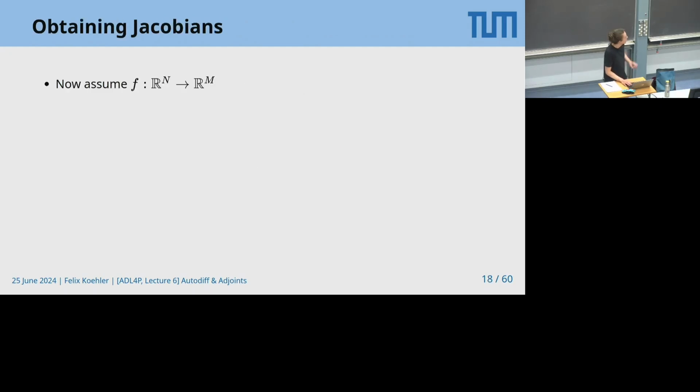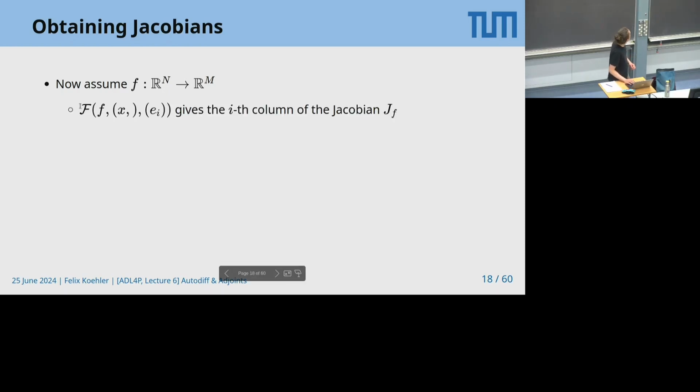So for the sake of generality, we now have a function that maps from an n-dimensional to an m-dimensional space. Before we had 2 to 3, but now let it be arbitrarily large vector spaces. Then we know if we apply the push forward on this function with a specific input and the ith unit vector, we get the ith column of the Jacobian. So if I do it with the 20th unit vector, I can extract the 20th column of my Jacobian. For the reverse mode, we can give the ith unit vector, and then we get the ith row of the Jacobian.